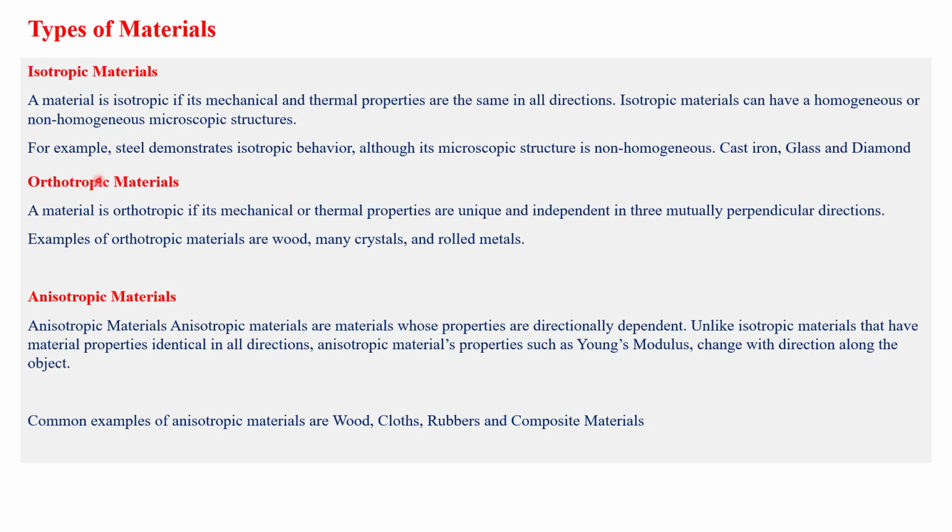Next, orthotropic material. What happens here is that the thermal as well as the mechanical properties are unique and independent in three mutually perpendicular directions. Let's say we take plywood, where we have layers like a sandwich. The properties are dependent upon the orientation. Likewise, we have rolled metals as well.